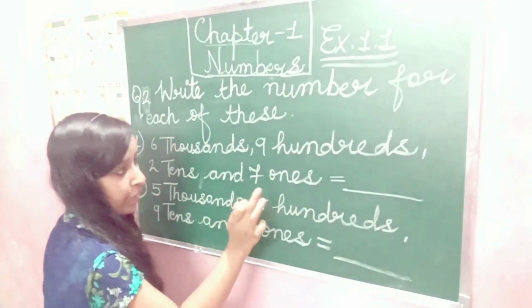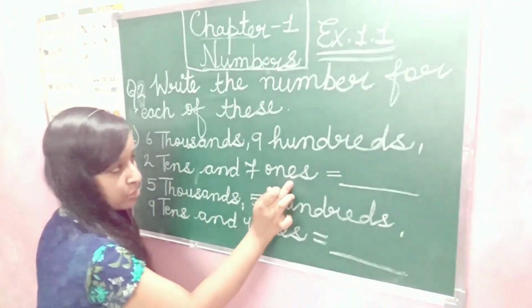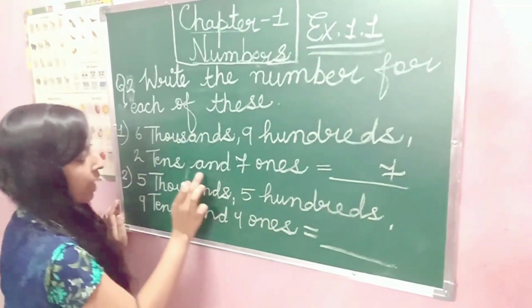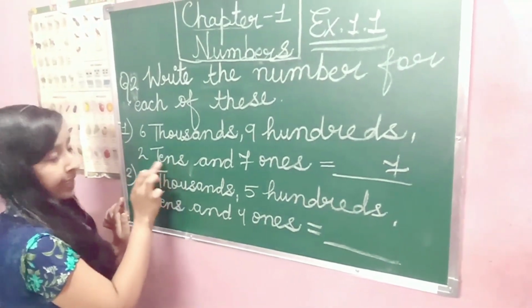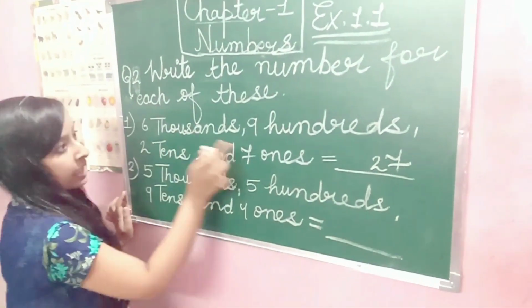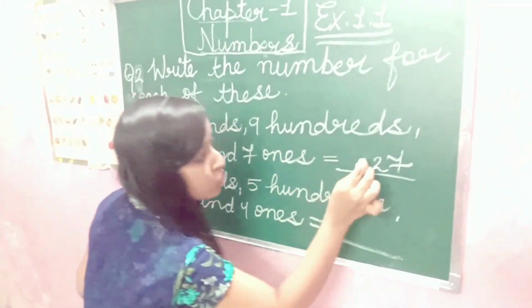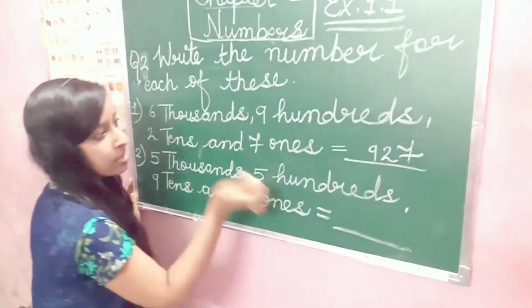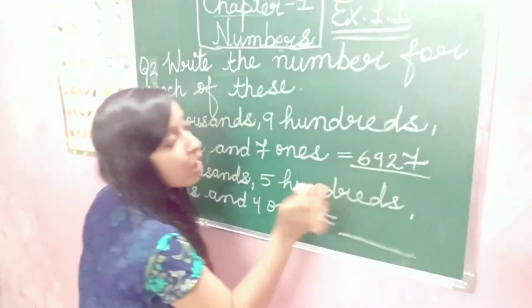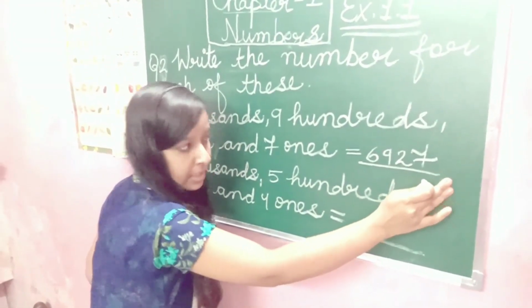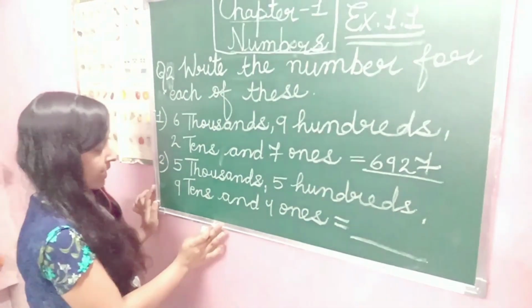Now we are going to start from the ones. 7 at ones position, so we are going to write 7 at ones position. Now 2 at tens place, so we have to write 2 at tens place. Next 9 at hundred place, so you have to write 9 over here. Now 6 at thousand place, so you have to write 6 over here. What the number became? 6927. Similarly you have to do like this.